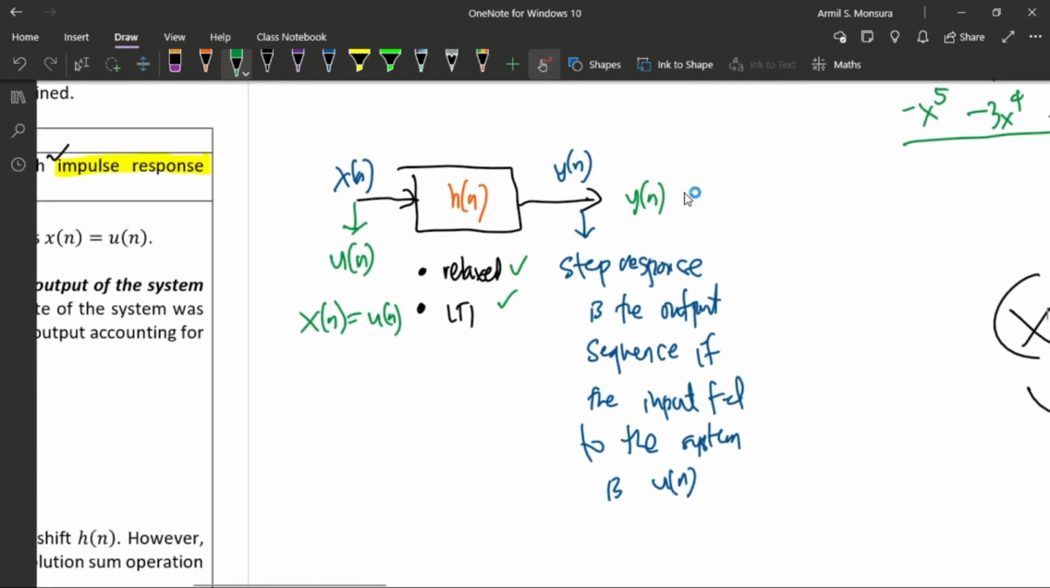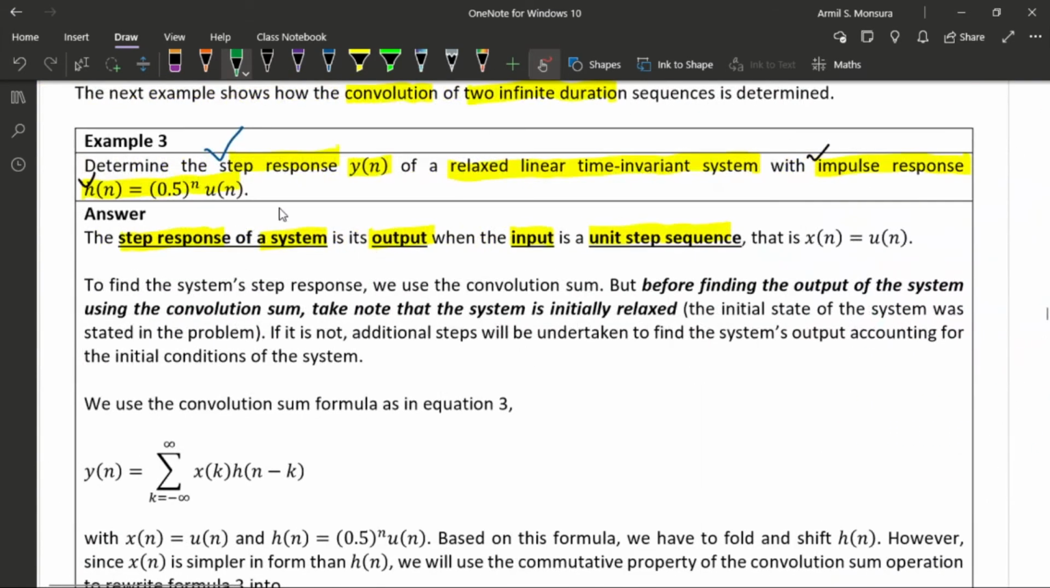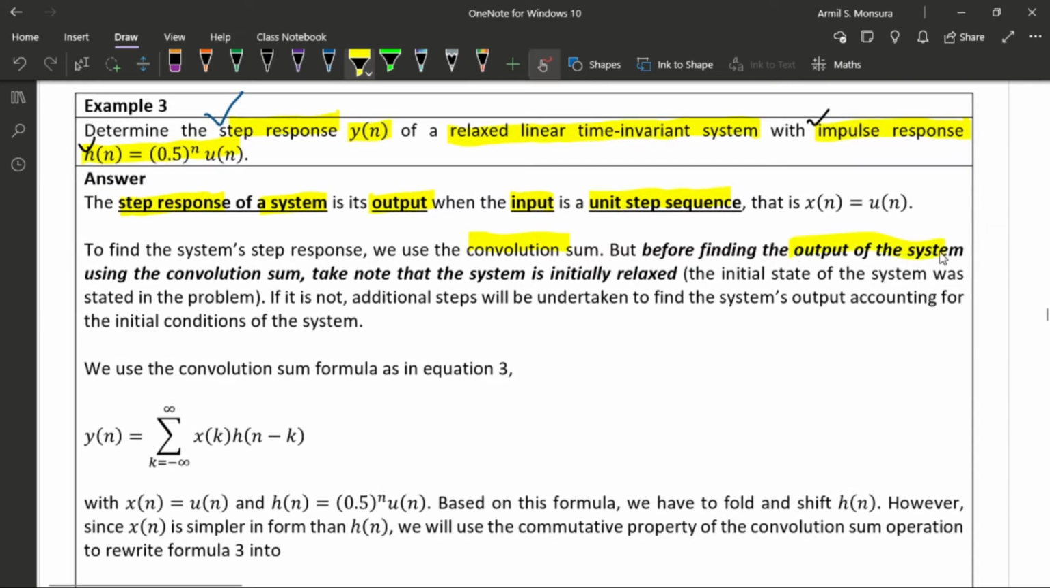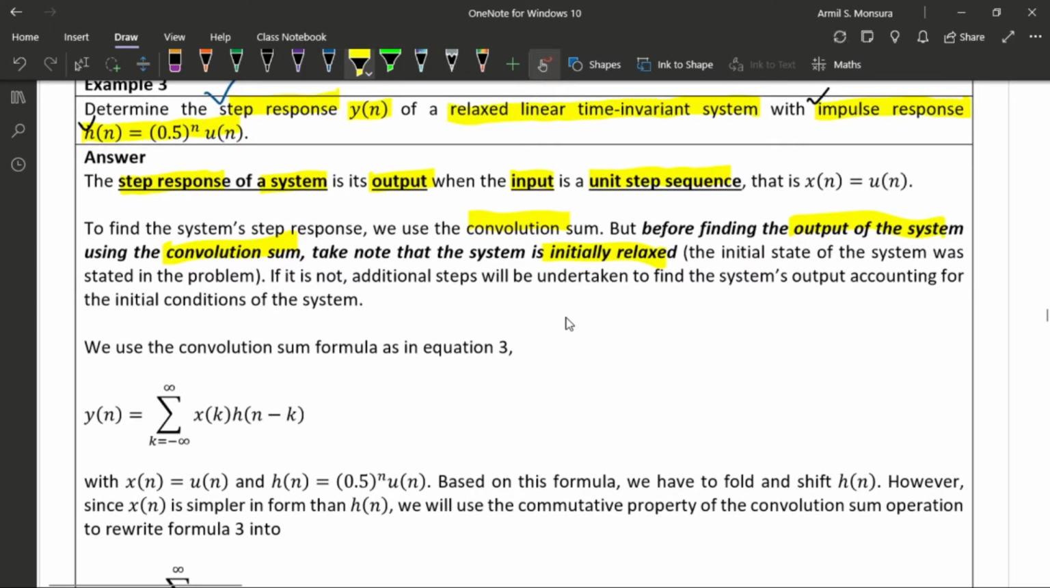So the output sequence here is then computed as the convolution sum of x of n and h of n. Okay? So, para ma-compute natin yung output sequence, kukunin natin yung convolution sum ng x of n at saka h of n. So, yan yung context ng problem example 3 natin. To find the system step response, we use the convolution sum. Before we find the output of the system using the convolution sum, we take note that the system is relaxed, which is stated naman in the problem. Pag hindi kasi siya relaxed, may mga kailangan pa tayong gawin para maitama siya, or para magamit natin yung h of n at saka convolution sum dun sa system natin.